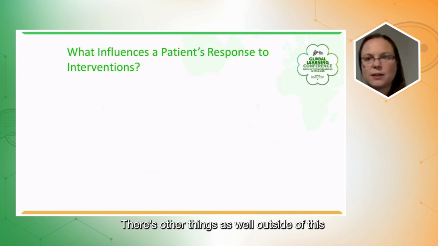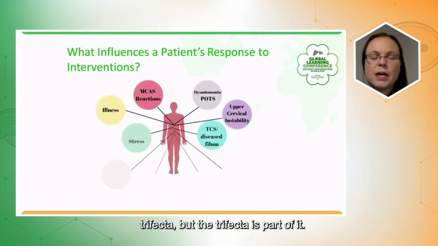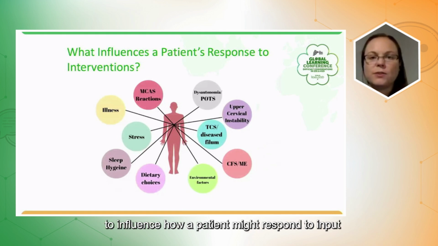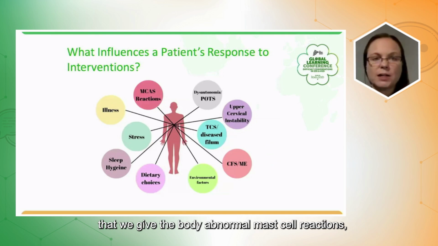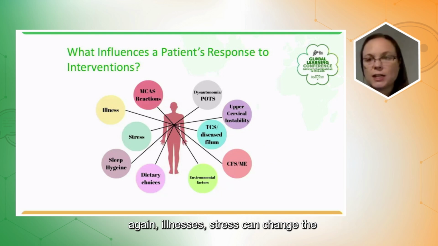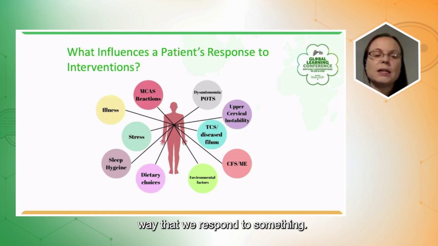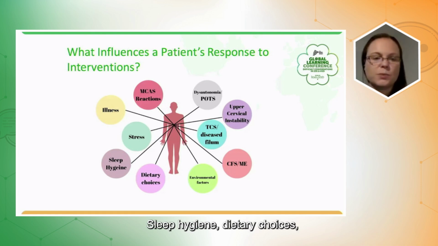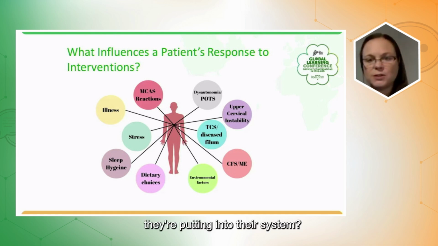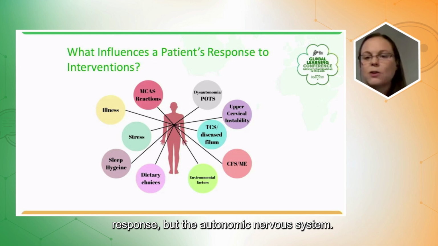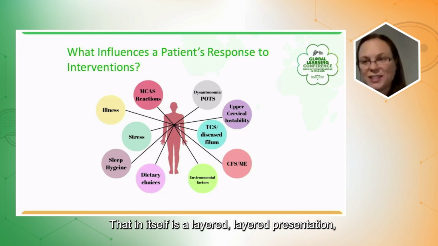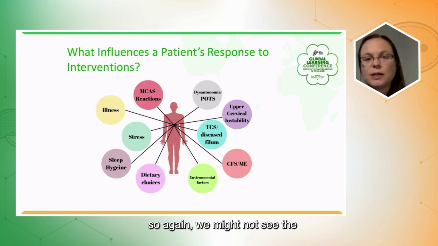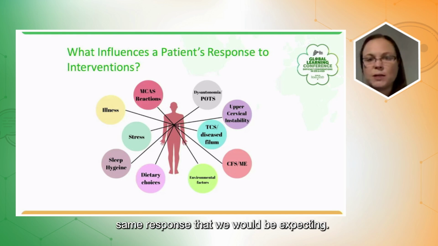There are other things as well outside of this trifecta, but the trifecta is part of it. We can see these other things that are going to influence how a patient might respond to input that we give the body. Abnormal mast cell reactions, again, illnesses, stress can change the way that we respond to something, sleep hygiene, dietary choices, is it pro or anti-inflammatory that they're putting into their system? Environmental factors as well can really influence not only the mast cell response, but the autonomic nervous system. Chronic fatigue, that in itself is a layered presentation. So again, we might not see the same response that we would be expecting.